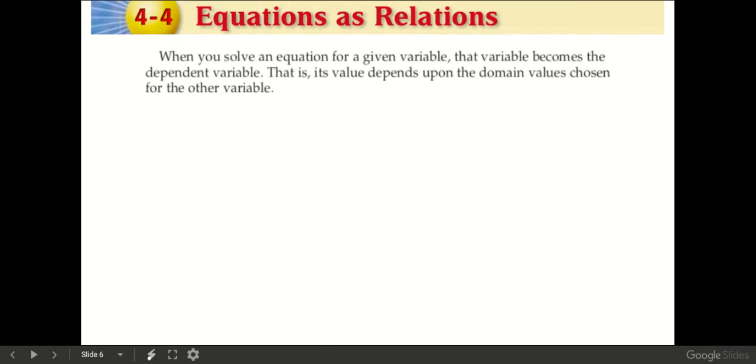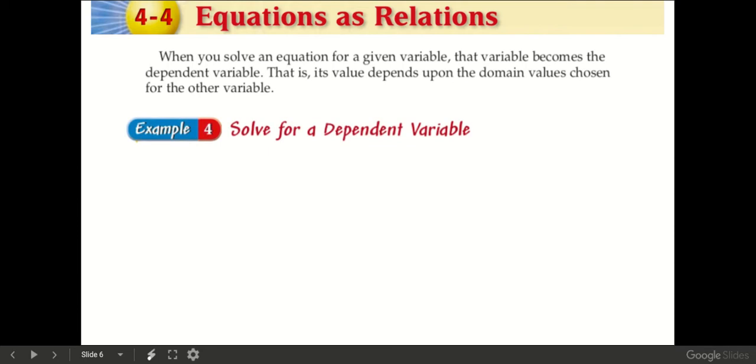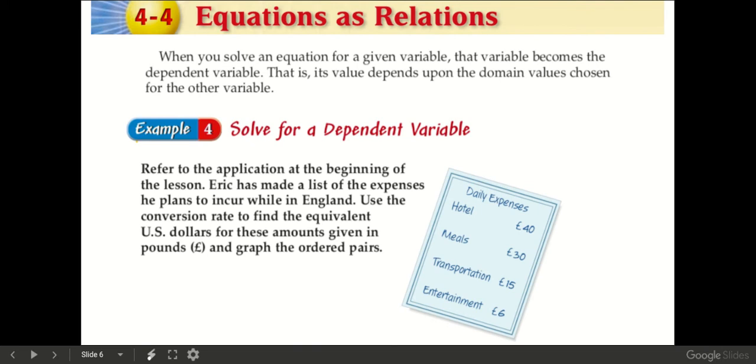When you solve an equation for a given variable, that variable becomes a dependent variable. That is, its value depends upon the domain values chosen for the other variable. So let's look at example number 4, where we're asked to solve for a dependent variable. We're going to refer to the original scenario at the beginning of the lesson where Eric has made a list of expenses he plans to incur while in England. We're going to use the conversion rate to find an equivalent in US dollars for those amounts given in pounds and graph the ordered pairs.